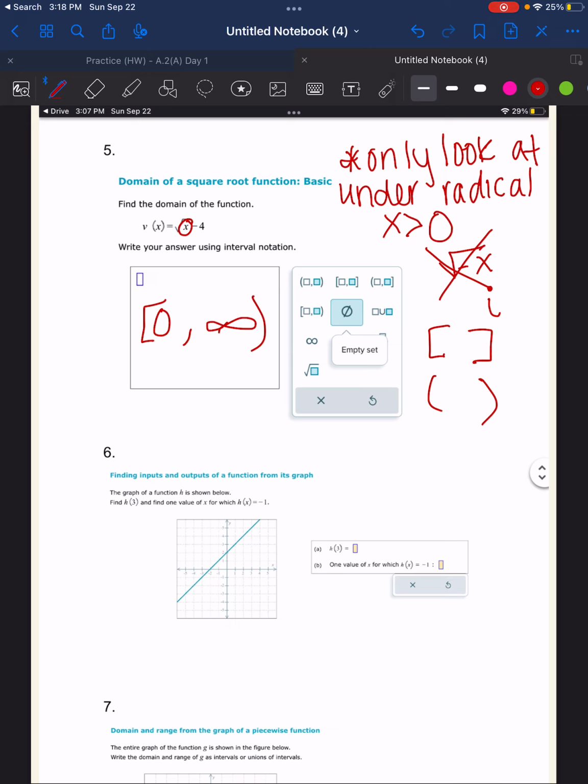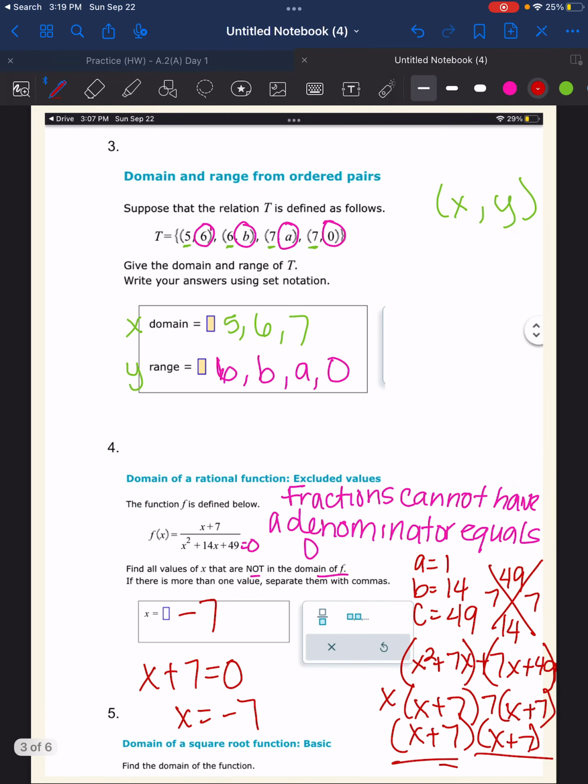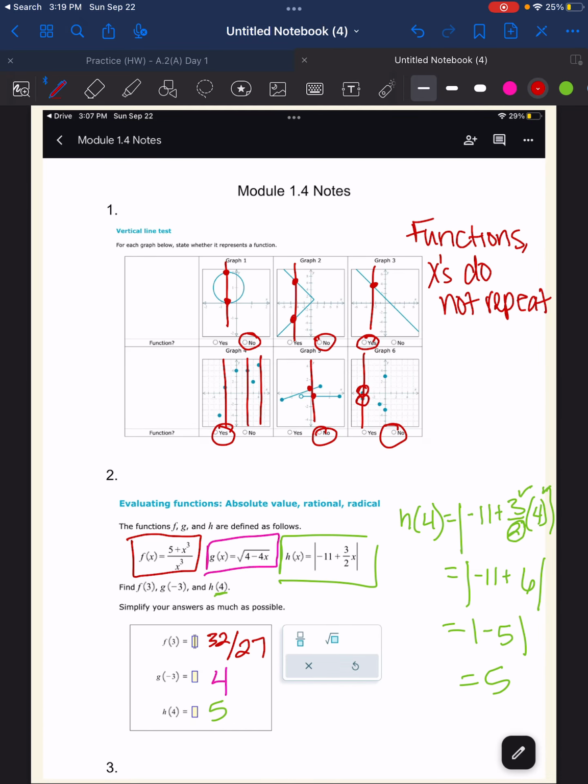I can go on and on, but that 0, I can't go to the negatives. I can go from 0 and on. Looking at number 6, kind of similar to what we did on, what was that? Number 2.